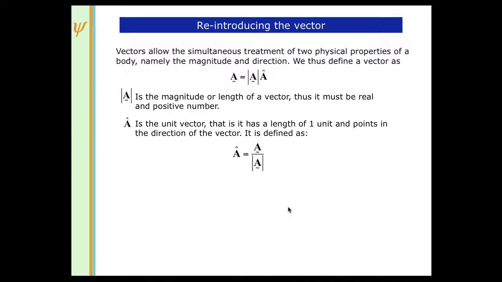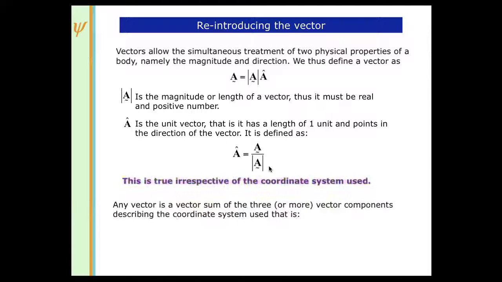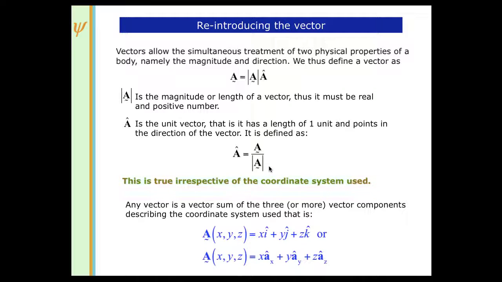We will use this notation often in this course. This unit vector can be found by dividing the vector by its value. This is true irrespective of the coordinate system used. Any vector can be represented as a sum of its components. Those components will depend on the particular coordinate system used. Remember that the vector itself does not depend on a coordinate system, but its representation in terms of components does.